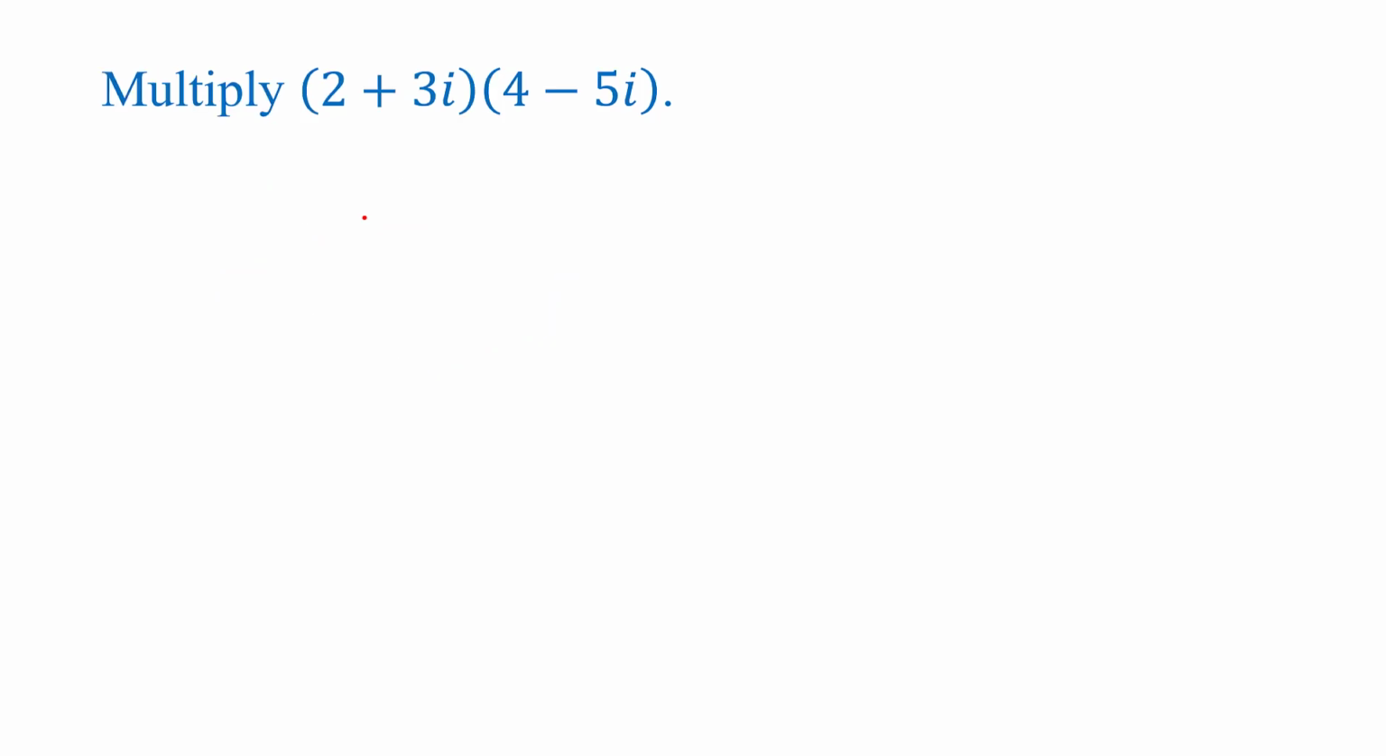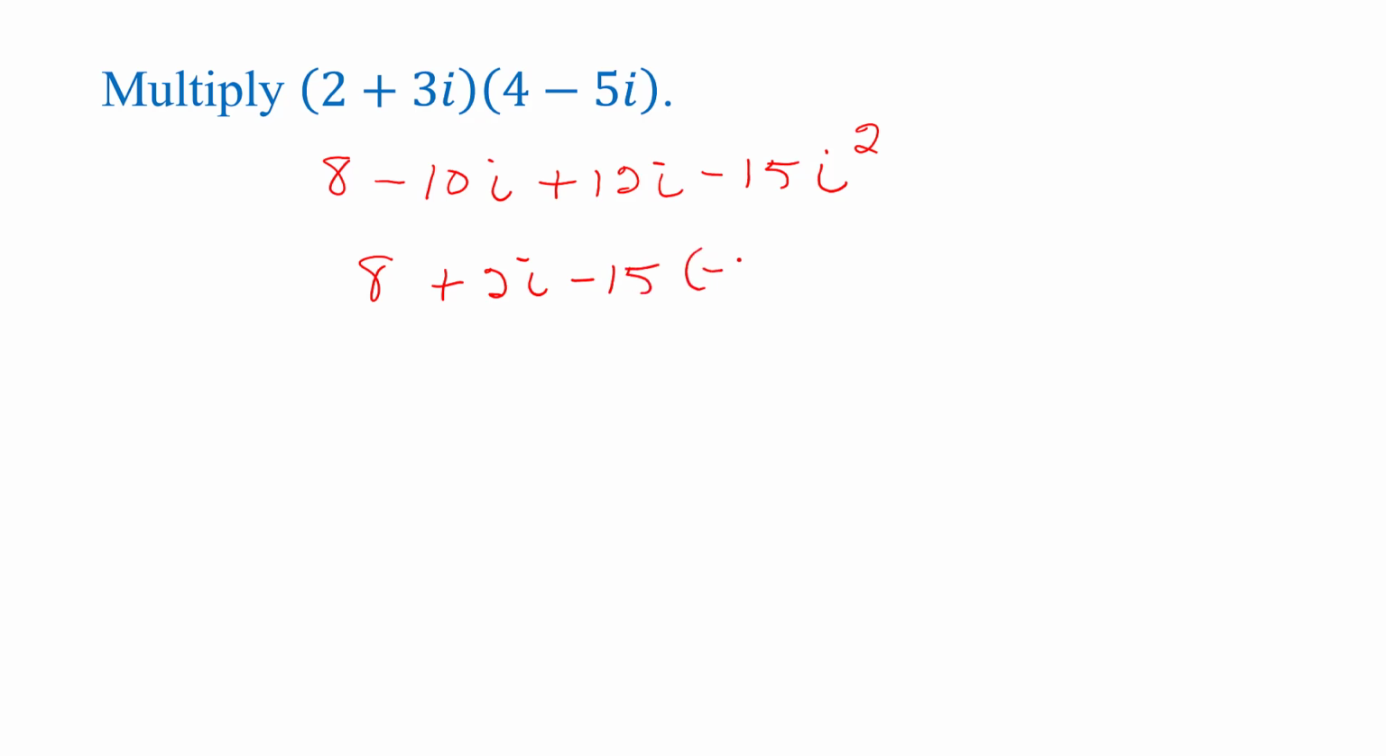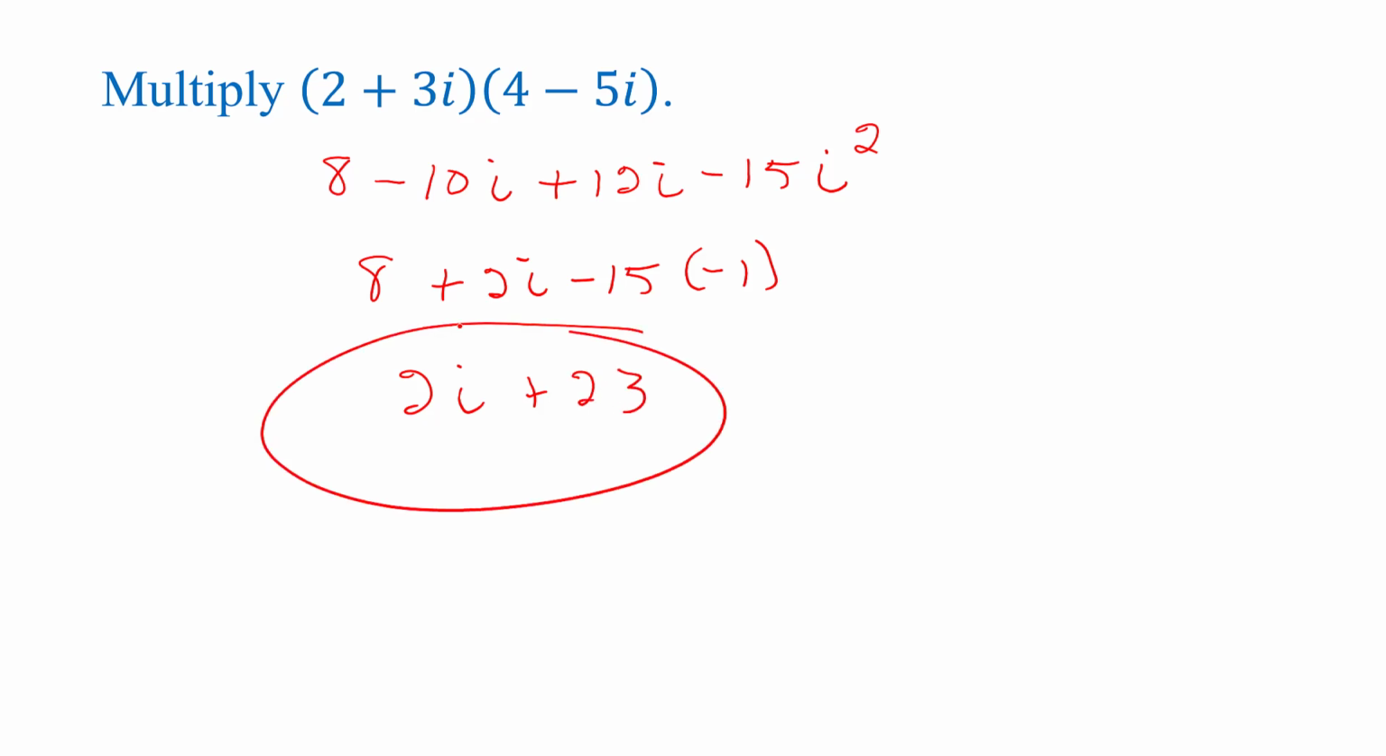Let's multiply 2 plus 3i times 4 minus 5i. The same complex numbers we had before, but here we're multiplying. So we can think of foiling here. We have 2 times 4 is 8. And then we would have minus 10i plus 12i minus 15i squared. Simplifying, we get 8 plus 2i minus 15 times, remember, i squared is negative 1. And simplifying further, we have 2i plus 15 plus 8 would give us 2i plus 23. All right.